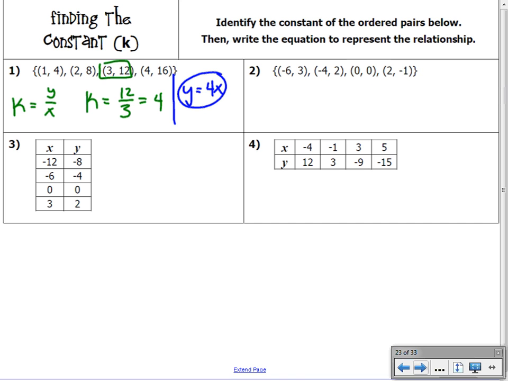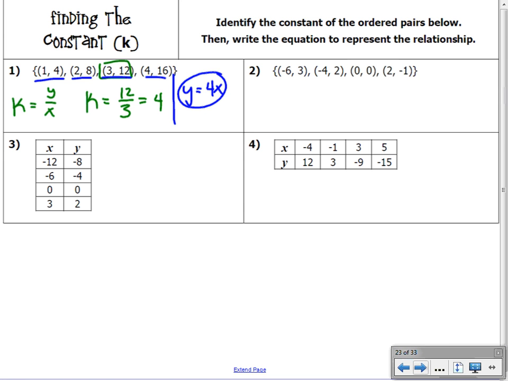And we can check. If I take the x value from each of these ordered pairs and multiply it by 4, it should give me the y value. So if we look at our first one, okay, 4 times 1 gives me a y value of 4. 4 times 2 gives me that y value of 8. 4 times 3 gives me that y value of 12. 4 times 4 gives me that y value of 16. Okay, so it's really just a nice way to help you figure out what is the equation for this relationship.